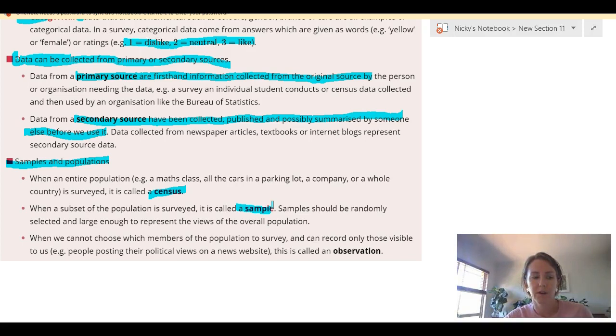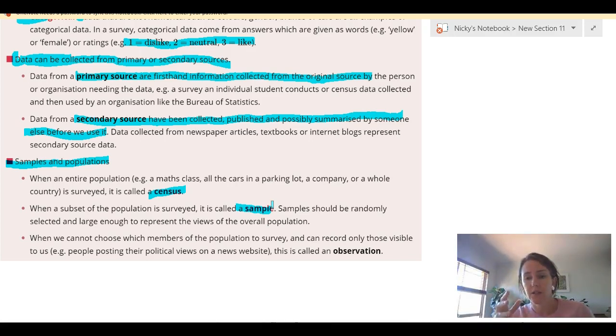So for example, if I asked the class about their favorite sports, or to rate their favorite sports, that would be a balanced representation of the class. If I asked only the people that played football, for example, what their favorite sport would be, and then expected that to represent the whole class, then that would not be a correct use of data. Okay, so census, everybody of a population, and sample, just a section of a population. Okay.